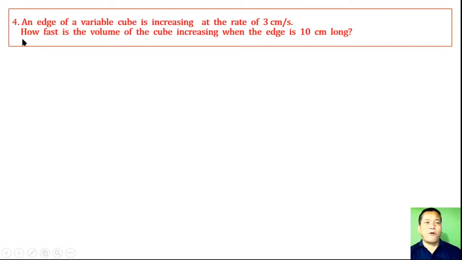For question number 4, an edge of a variable cube is increasing at the rate of 3 cm per second.